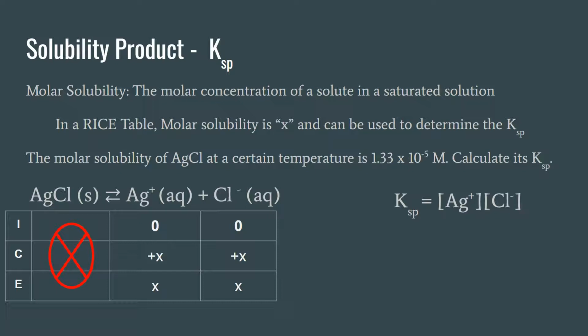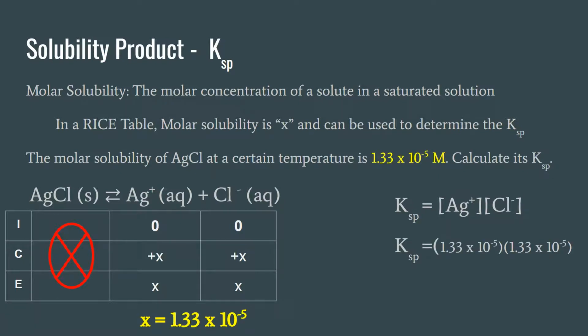Now, that X is the molar solubility. So if I know that the X is the molar solubility, then I can take that number and plug it into my Ksp and do a quick solve. And I'll find that the Ksp for silver chloride is 1.77 times 10 to the minus 10.